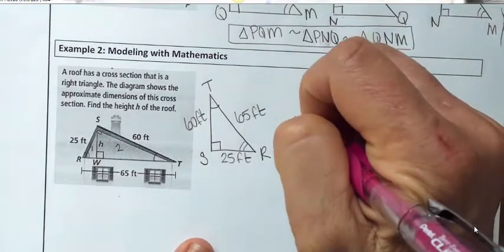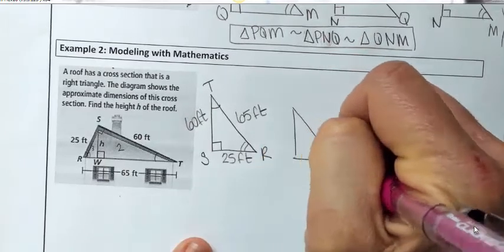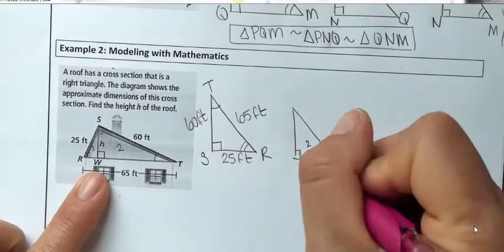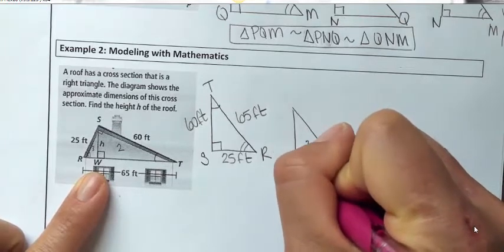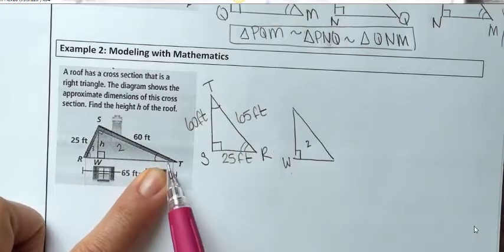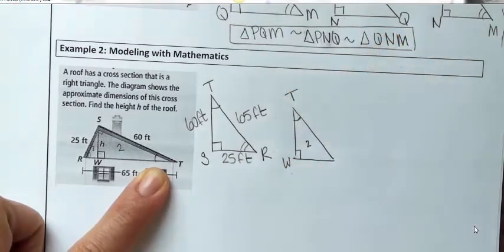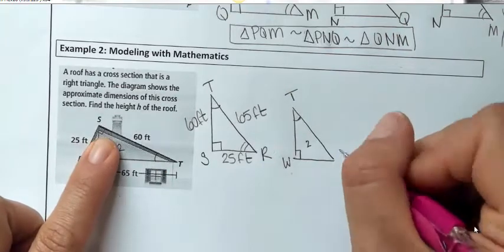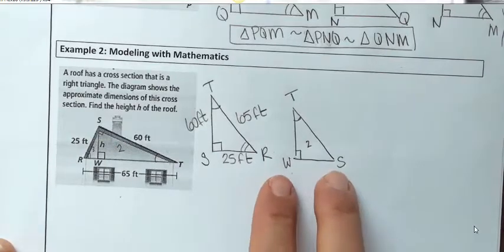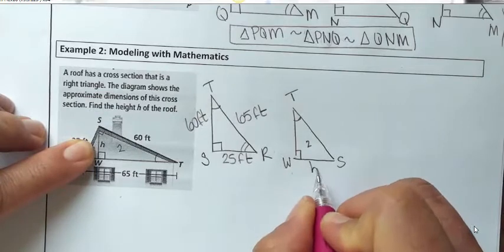All right, let me do another one. So we'll do triangle 2. This time my right angle is W. And it has T in common with the big triangle, so we'll put those in the same position. And then the last angle that's left is S. Now let's get the measurements of each side. So what is WS? Well, WS appears to be H. That's what we're going to have to solve for.